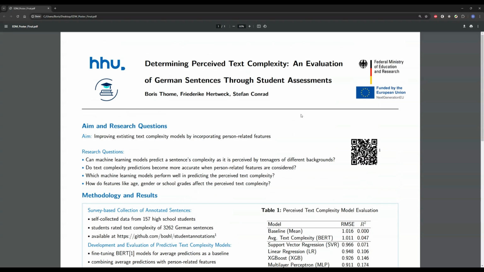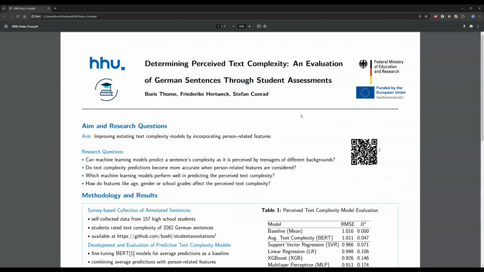Most text complexity models in NLP research just focus on linguistic components, but we wanted to enhance them by the reader's background. So our research question is whether machine learning models are able to predict a sentence's complexity as it is perceived by teenagers of different backgrounds.